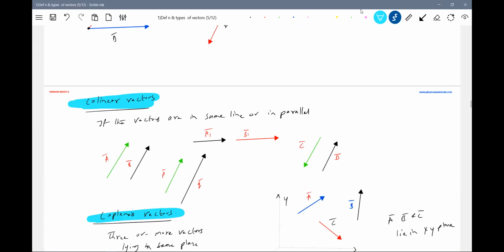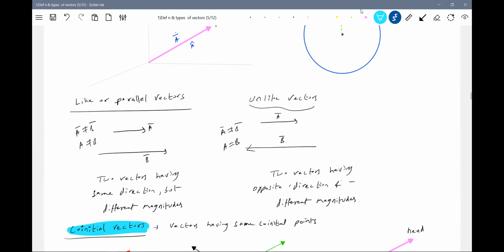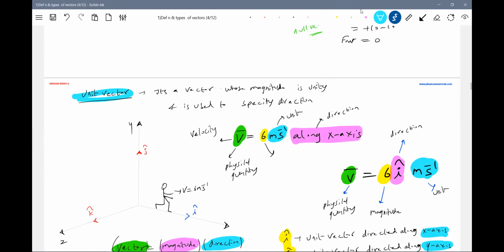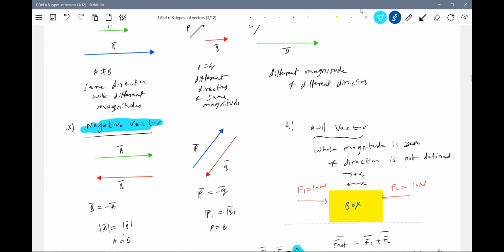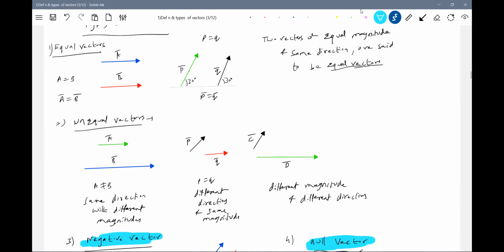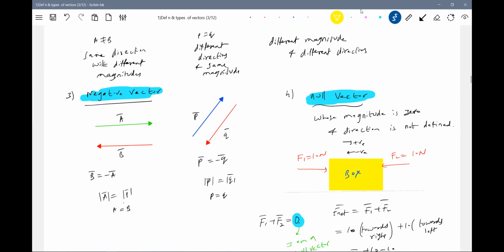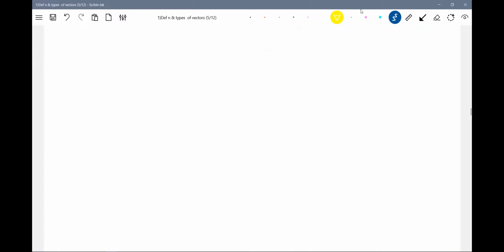These are some different types. Let me highlight it, so that it'll be easy for you to revise. Still we have plenty. So these are all the types of vectors. Let's get into the remaining things.